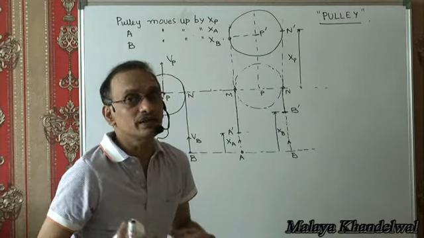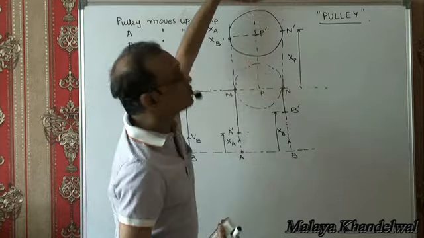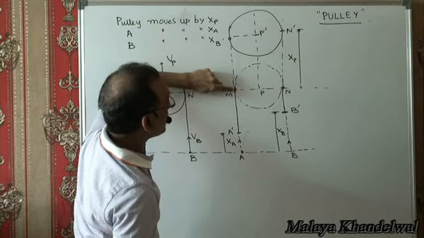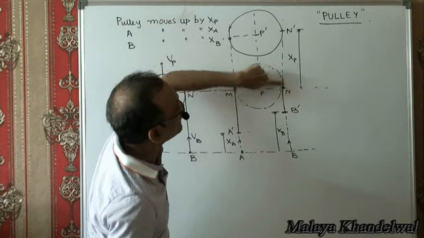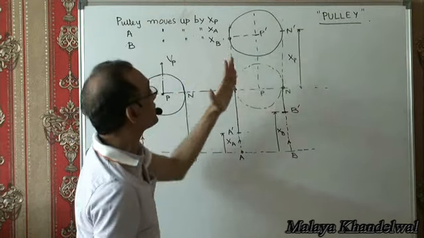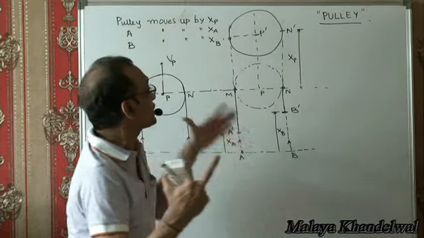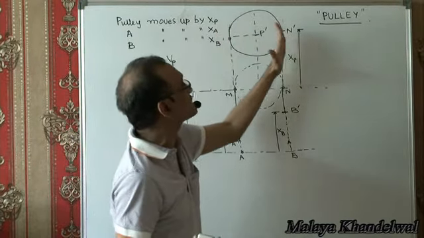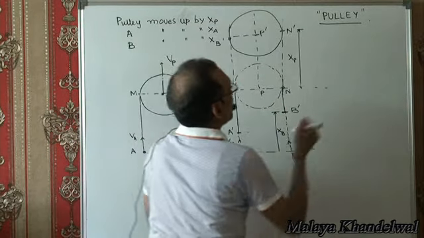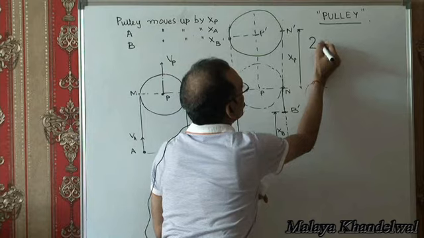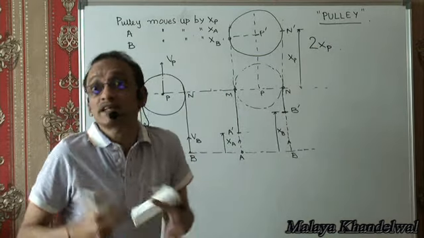Now consequently, what has happened is, for the pulley to move up by an amount xp, this end M also moves up by an amount xp. This end N also moves up by an amount xp. That means on the sides, I need an additional length of the string, right? This is xp and this is xp. How much of string length do I need on the sides? 2xp.